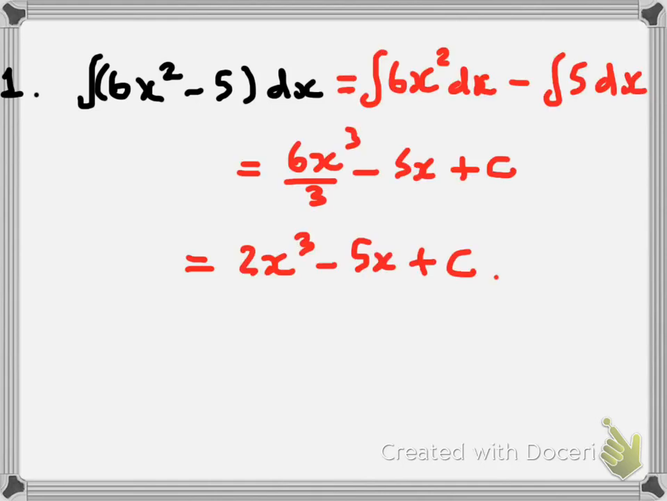So for the first one, it's very straightforward, because you just have the integral of 6x squared minus 5 dx. All you have to do is take the antiderivative of each one of them, and when you combine them, you will get the final result of 2x cubed minus 5x plus c. That one is fairly straightforward.